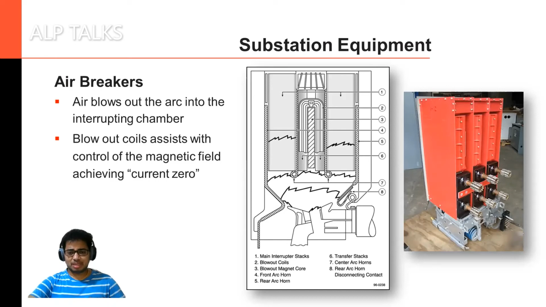Here you can see the entire setup. For example, one is the main interrupter stacks, and two is the blowout coils. You can see it here: blowout coils and blowout magnetic core. This is the blowout magnetic core. This is, we can say, the plunger. We have the front arc horn, and the rear arc horn also is there. So transfer switches, center arc horns and disconnecting contact. These are some of the internal features of an air breaker.